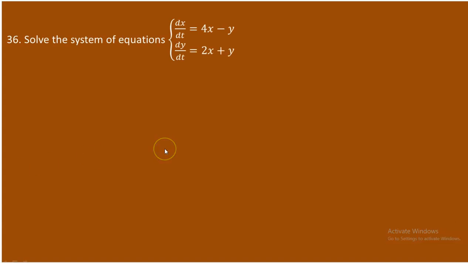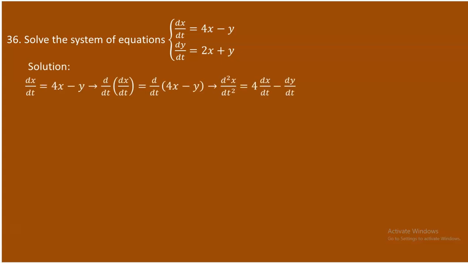Okay, students, now let's come to solve these systems of equations. In order to solve this system of equations, we can proceed in the following way. So dx over dt equals 4x minus y is given. We just apply another derivative on this function.